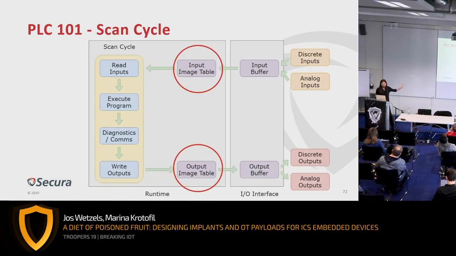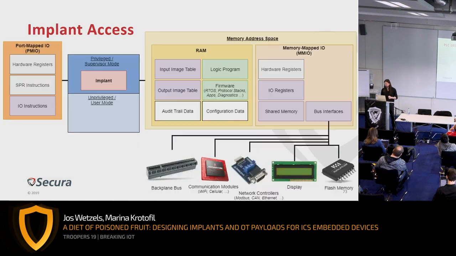That looks something like this. So you have your discrete inputs and your analog inputs, which are either directly coming from the pins or the backplane data bus. They come into the I/O interface, then they're stored in the input image table. They're read, the program is executed over these variables, and then the outputs are written to the image table, which is synchronized with the I/O interface and going out to the outputs.